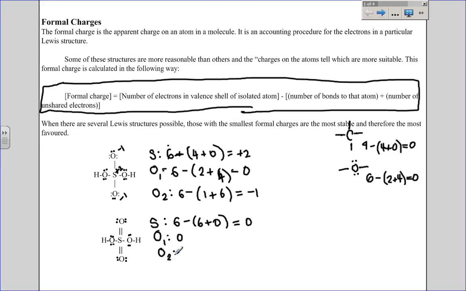And our O2s, we calculate the formal charge as 6 minus, and this time it's got 2 bonds and 4 lone pairs. So again, a formal charge of 0. So what we can see here is that although it seems unusual at first glance, experimentally we know that this is the proper form of the Lewis structure for sulfuric acid because of the bond lengths. And then we can justify it further with the fact that the formal charge on all of the atoms in this molecule is 0. And as we've said, the Lewis structure that has the smallest formal charges is the most stable and is the one that's favored.